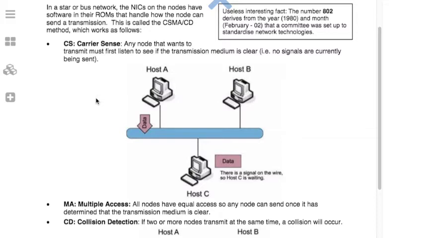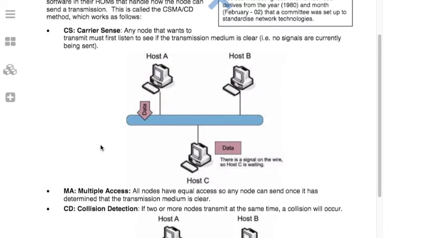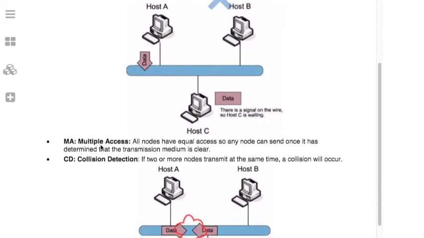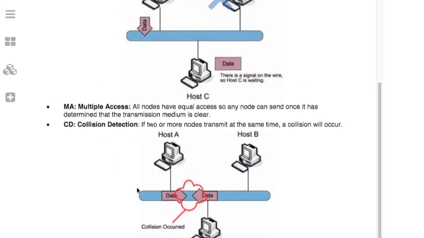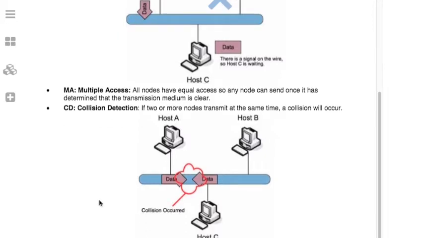So all the nodes have equal access. Any node can start transmitting once it's determined that there's no other data on the wire. After it has started transmitting, it detects a collision. And if it detects a collision, it will wait a random amount of time and then listen to see if the medium is clear again.